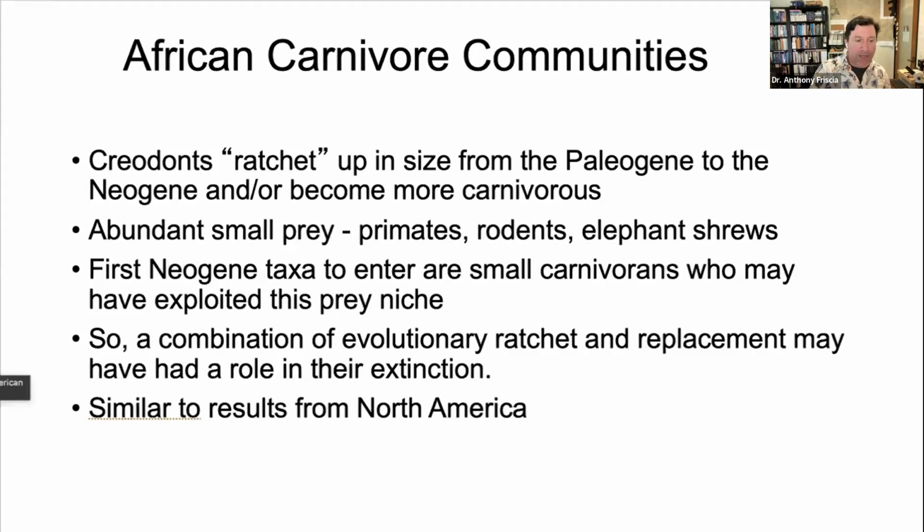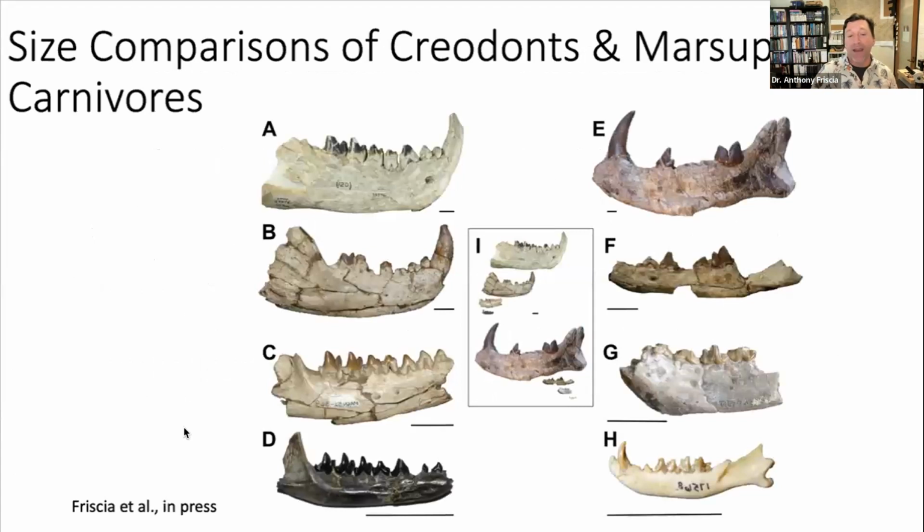And actually, I just had a study come out recently looking at a similar sort of thing in South America. South America is different in that it did not have creodons, but it had marsupials and marsupial carnivores. Marsupial carnivores also got really big, and they also went extinct, right? And there, it's less clear that it may have been due to carnivorans, because the carnivorans got in later.